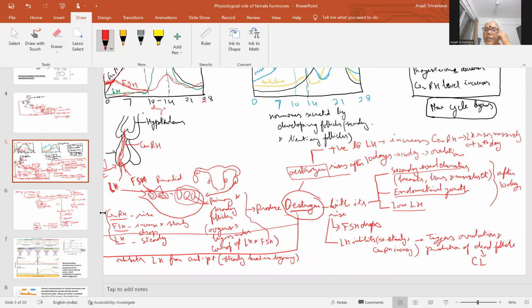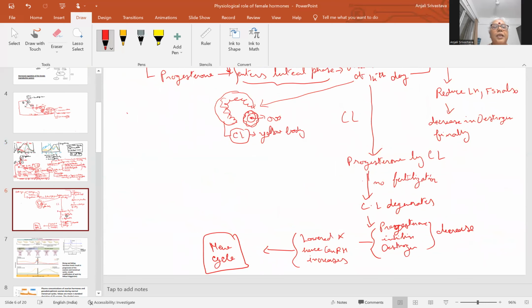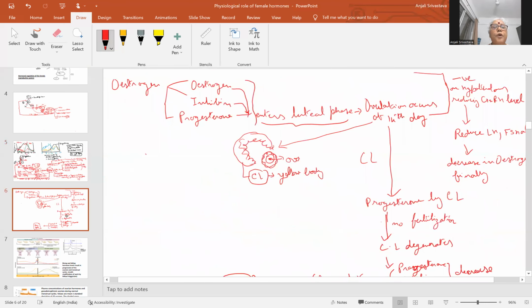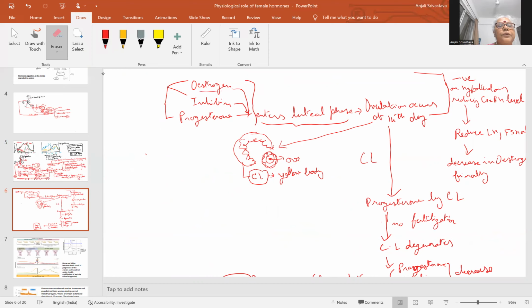Now, after 10 days, the estrogen level rises, FSH drops, LH inhibits, and the next stage is that the corpus luteum is formed. This estrogen has three effects. It produces estrogen. This corpus luteum, sorry, this will be corpus luteum. Corpus luteum has formed, ovulation has happened.